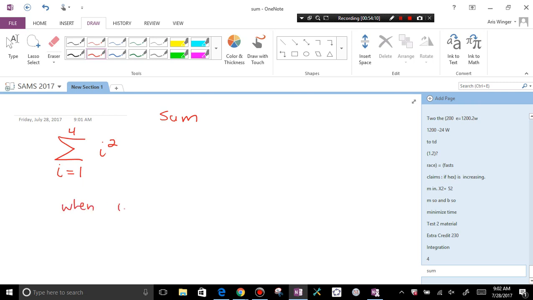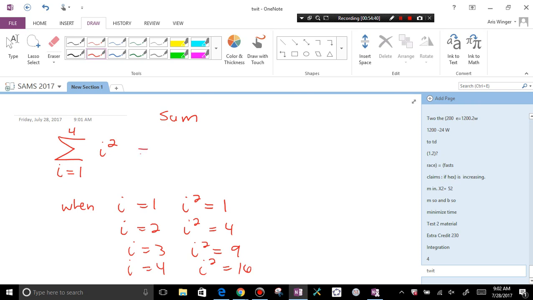When I is 1, I squared is 1. When I is 2, I squared is 4. When I is 3, I squared is 9. And when I is 4, I squared is 16. The sum symbol just means add those up. So this would be 1 plus 4 plus 9 plus 16. Particularly if we intend to add up infinitely many of these rectangles, this notation would be nice because I don't want to write infinitely many plus signs.